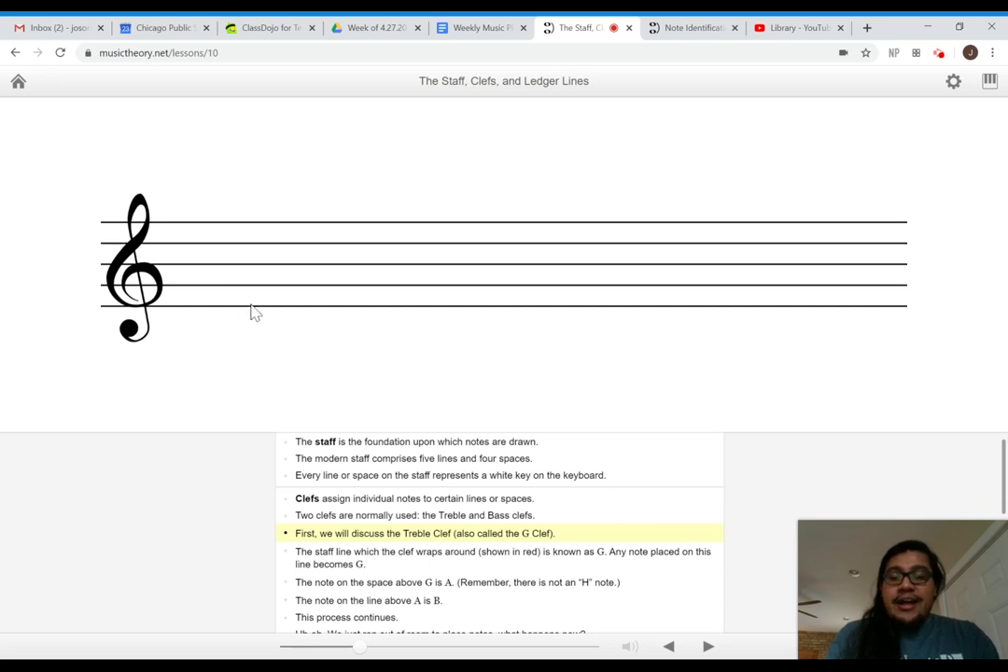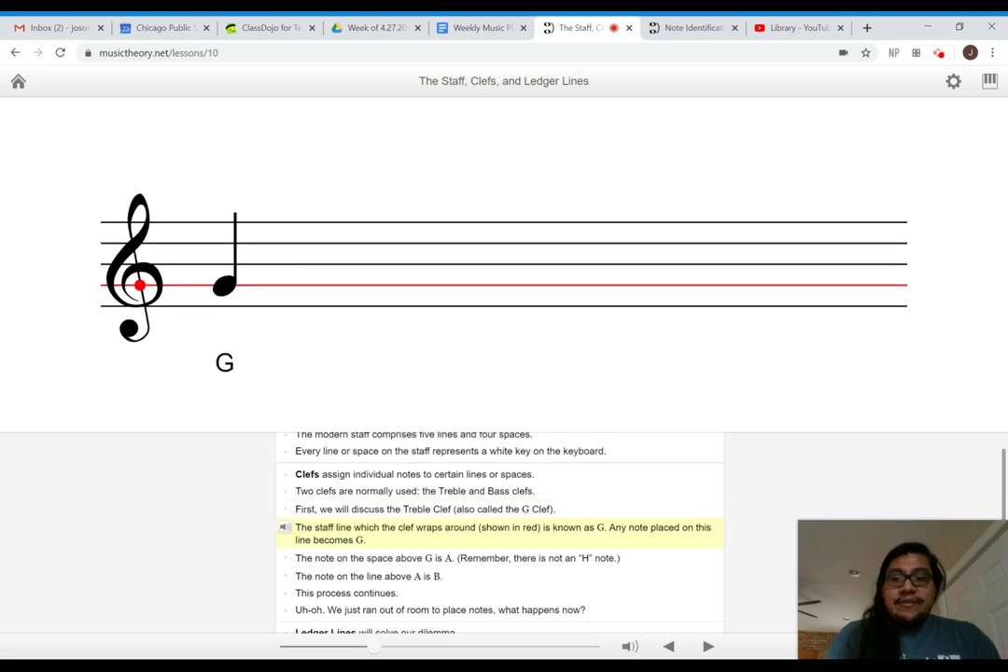So we're starting at the bottom. We have E. Then the next one we have F, because the next space is F, going alphabetical. And then next, you can assume the next line is going to be G. Now, remember when I said that the treble clef is also called the G clef? Well, there's a very specific reason for that. So right here, this is our G.